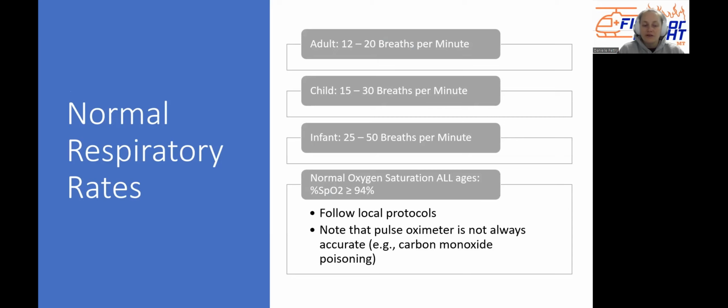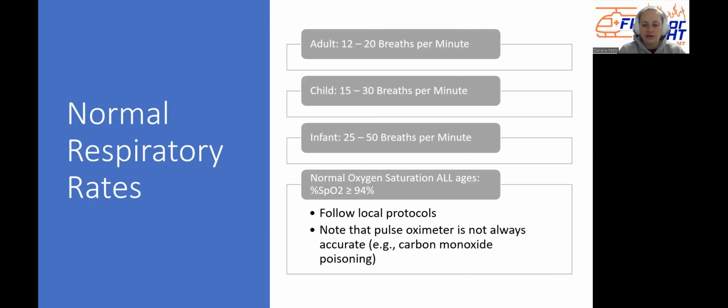For an infant, so up to 1 year old, we're looking at breaths of 25 to 50 per minute. And if we go all the way to neonate, like a newborn, it goes all the way up to 60 breaths per minute. So infants and children are going to be breathing much faster than adults at rest. And then, of course, when they're active, they'll also be breathing faster than an active adult.